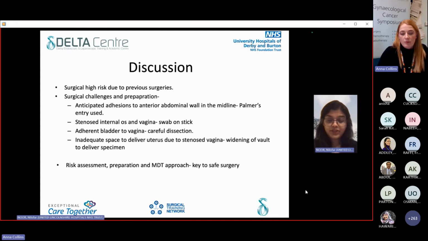Risk assessment, preparation, and a multidisciplinary approach were key for a safe surgery and a good outcome in this case.